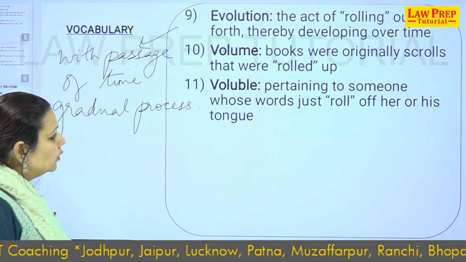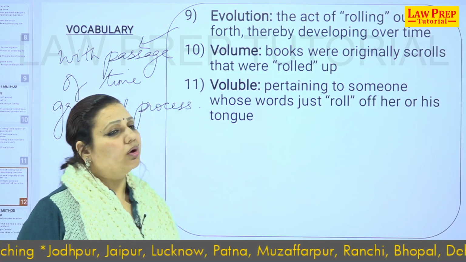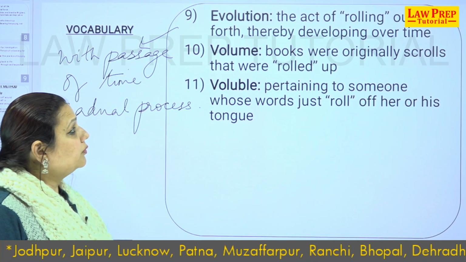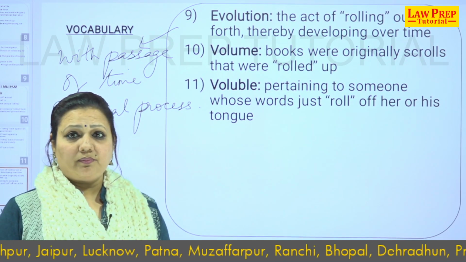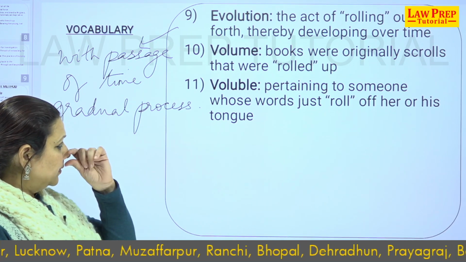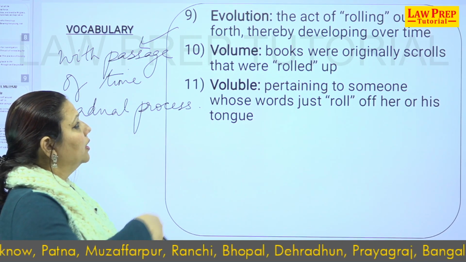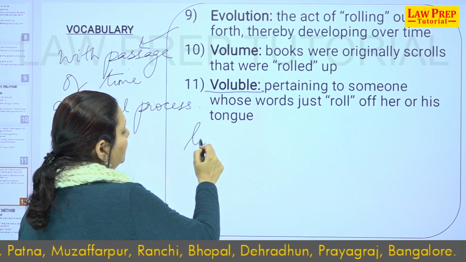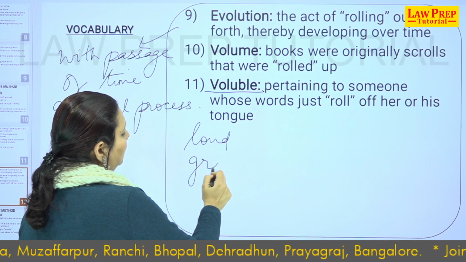Who does not know volume? Everybody knows books have a lot of volumes. Volumes are the books which were scrolls, and they have been rolled up. That is the volume. And voluble is someone whose words just roll off his or her tongue. Voluble means very loud, or very garrulous.